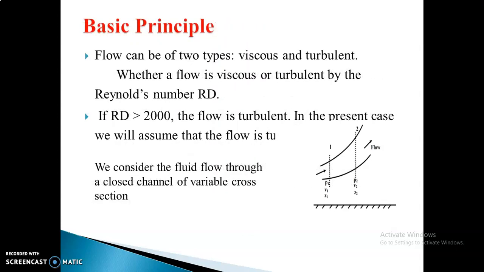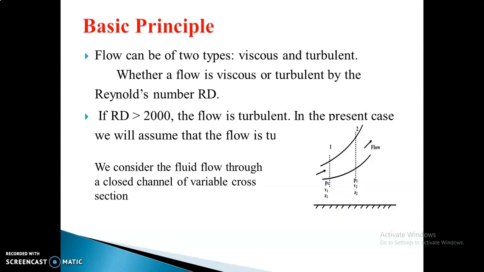So what is the basic principle? Generally, when you are talking about flow, the flow can be of two types. One is viscous and the other is called turbulent. How do they differ? They vary in the concept of Reynolds number. If the Reynolds number is greater than 2000, then the flow is turbulent. In most cases, the flow is turbulent flow. That is the reason that in all the industrial flow meters we use, the flow is turbulent flow only.